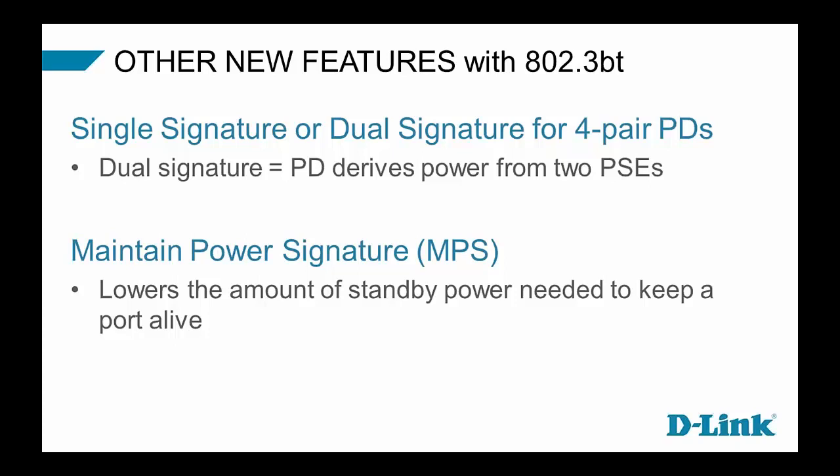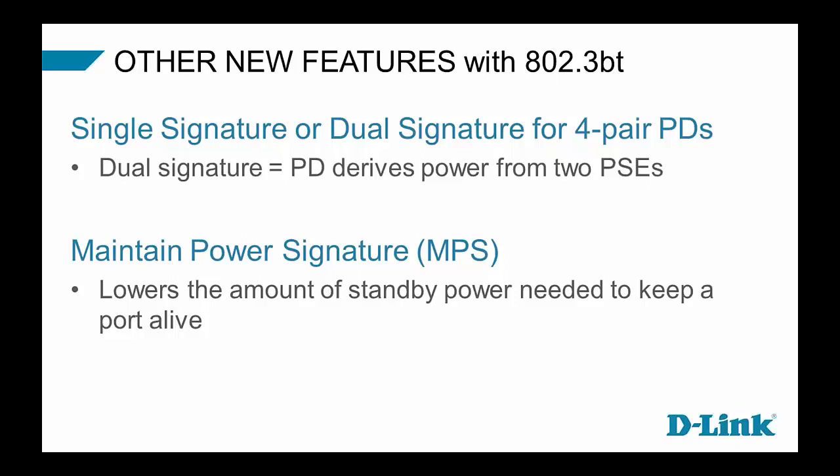The other thing that was added with the new standard is that the maintain power signature was lowered. So MPS is the amount of standby power needed to keep a port alive. In the case of an IP camera, maybe not so important because IP cameras are typically up and running 24/7. But I think about new applications like LED lighting, LED lighting that's powered by Power over Ethernet. When somebody leaves the office at the end of the day and they turn off the lights, we don't want the port to go down.